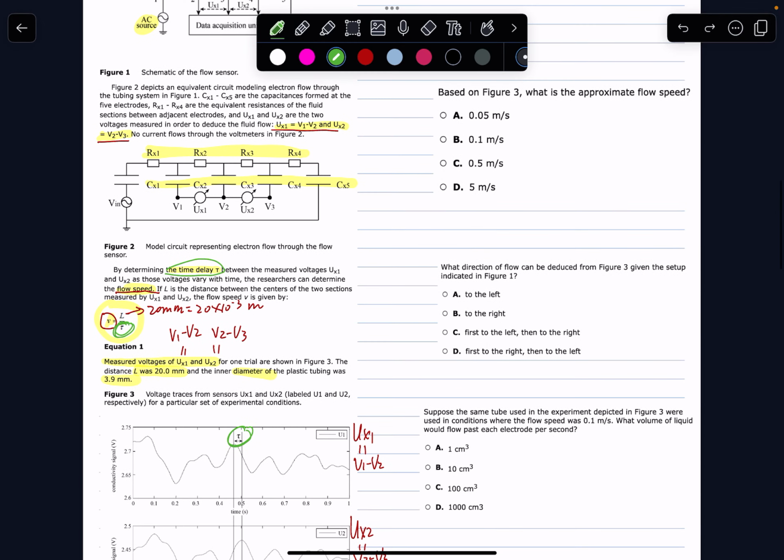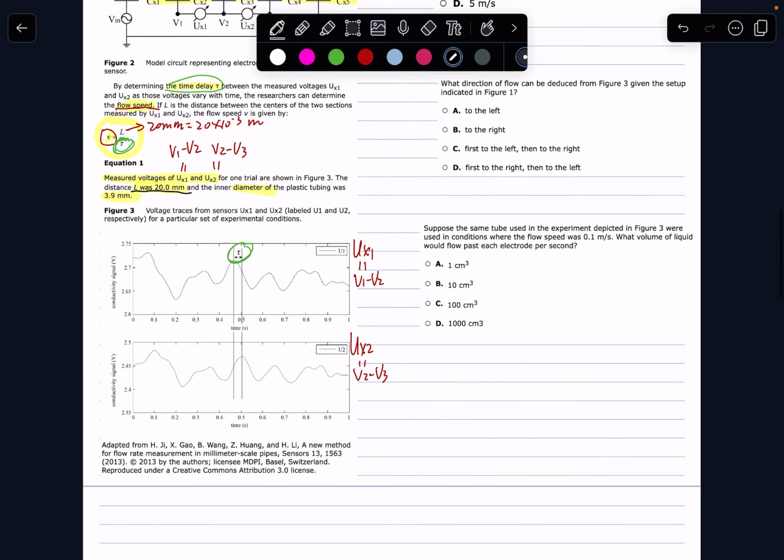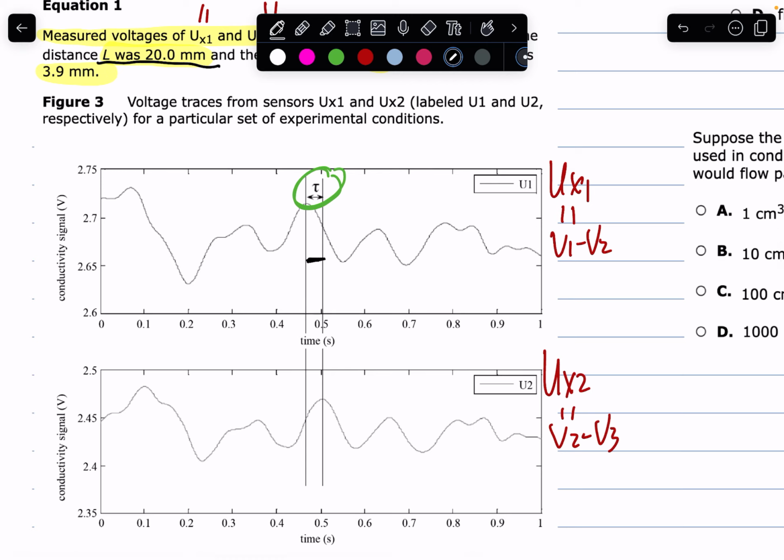what is the approximate flow speed? So it's asking about v. According to the passage, v equals L over t. L we know is 20 times 10 to the negative 3 meter, as we're told here, 20 millimeter. And t is really this much. This much is this t. I just need to figure out how much this is.